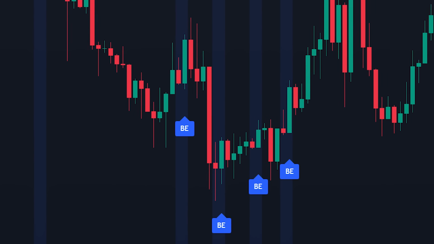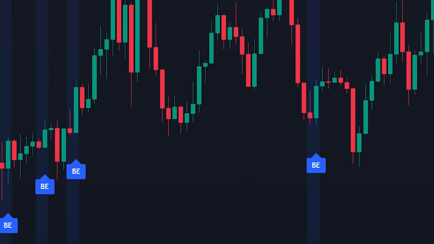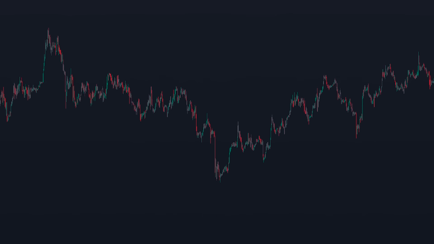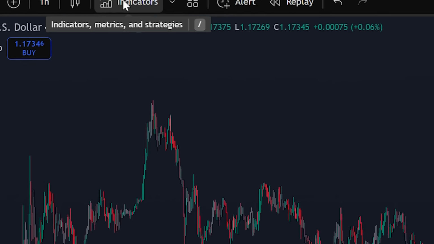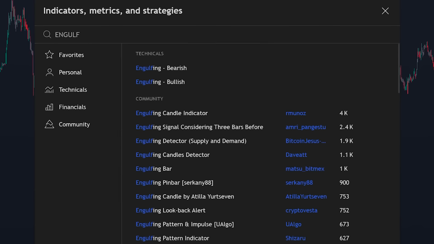There's actually a way to have your chart tell you exactly where these candlestick patterns occur, which makes spotting them incredibly simple and you don't even have to memorize every single one. Here's how you do it. Just go to TradingView, click on the Indicators tab at the top, and then type in whatever candlestick pattern you're looking for. So for this example, let's search for bullish engulfing.